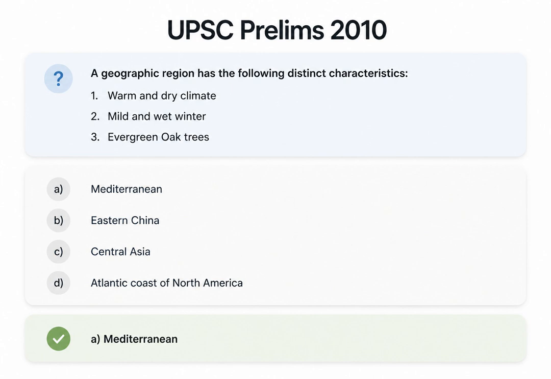mild and wet winter, and evergreen oak trees. Eastern China and the Atlantic coast are warm but wet in summer. Central Asia is dry but not warm. The combination of dry summers, wet winters, and drought-resistant trees like the evergreen oak points definitively to the Mediterranean region.